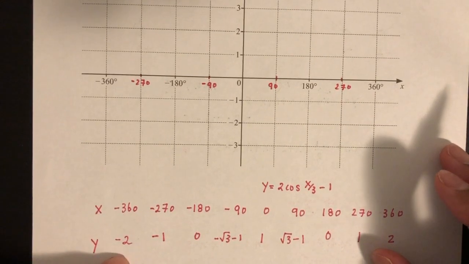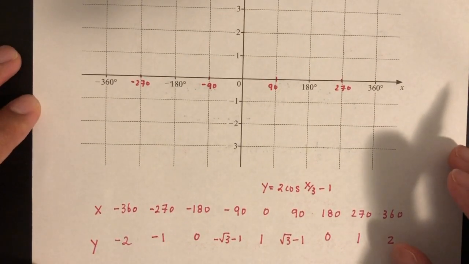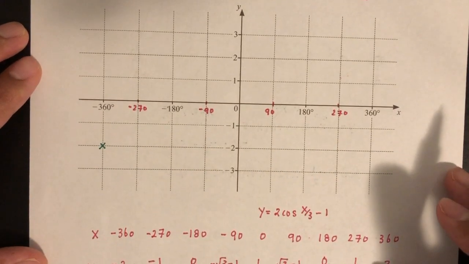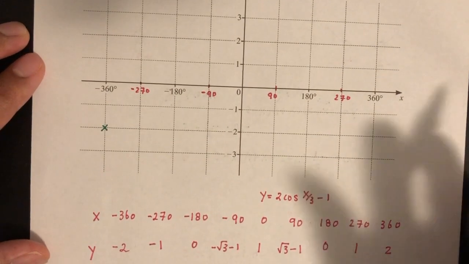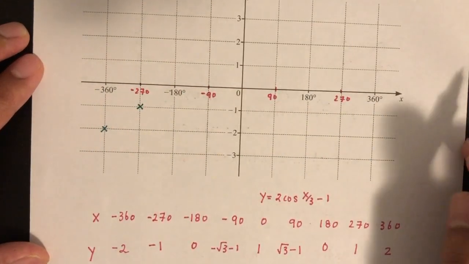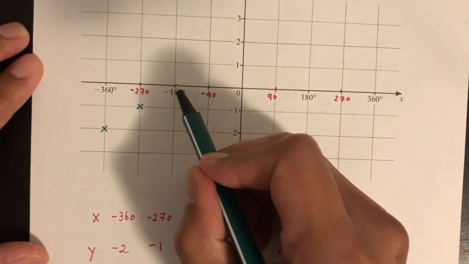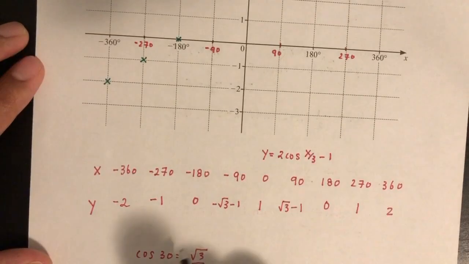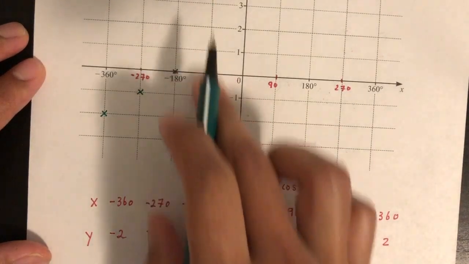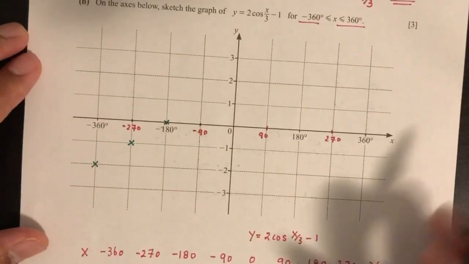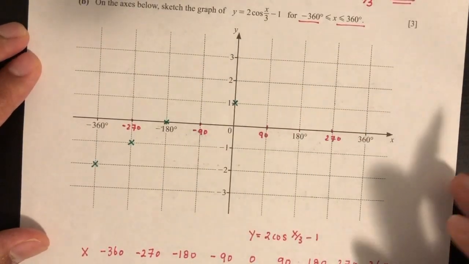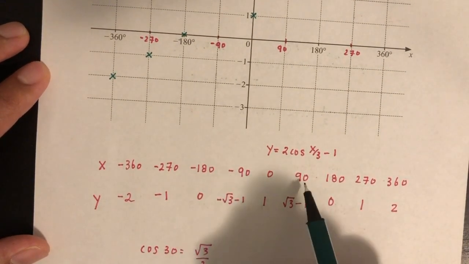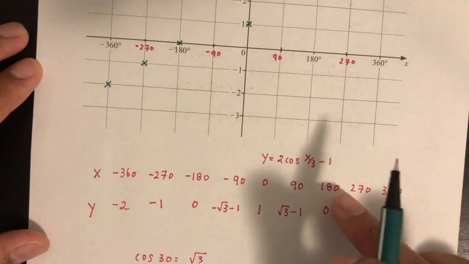So the first one is minus 360, that will be minus 2, that will be the first point. Then we have minus 270, minus 1, that will be here. Then we have minus 180, 0, and minus 90 should be positive, I think, but it should be somewhere around here. So let's leave this for now. So we have 0, 1 right here, and then we have somewhere positive as well, so 180, 0.